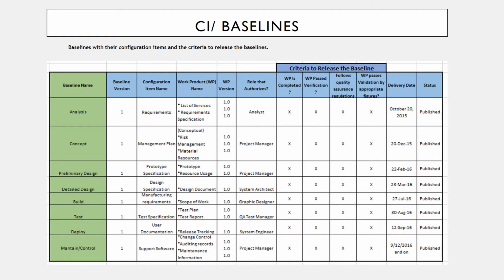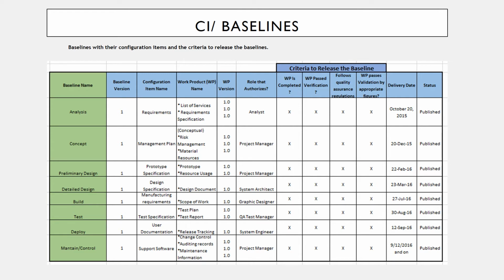In this section, we're going to identify the baselines with their configuration items and the criteria to release the baseline. We're going to build the configuration management system that will offer configuration management services. In this graph, we're going to identify the documents that we're going to create during the system engineering life cycle. We're going to be able to protect those documents and make them available to everyone on the team. And then we're going to identify those documents that determine the level of control, the criteria, and the document.